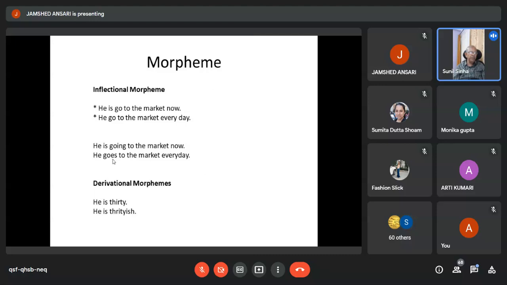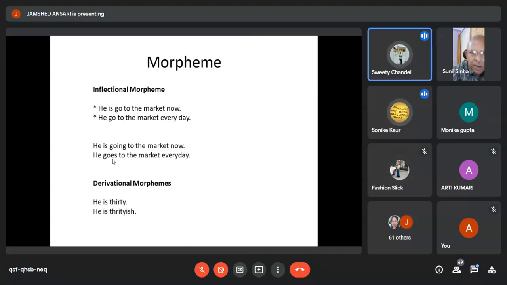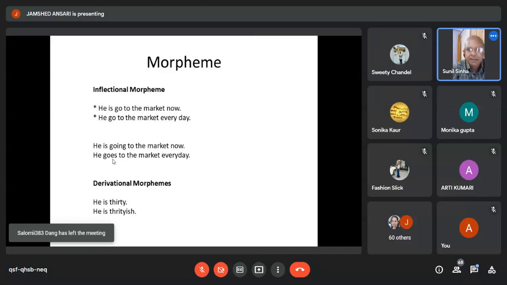Now you tell me, why do we need ing on go? Just to make the meaning clear or to make the sentence grammatical? To make the sentence grammatical. Yes. When I say "he is go to the market now," you understand it. But you say, sir, this is ungrammatical. You should learn your English well. So please add ing to go. So he is going to the market now. So ing is needed on go, not for clarifying the meaning of the sentence, but for making the sentence grammatical.